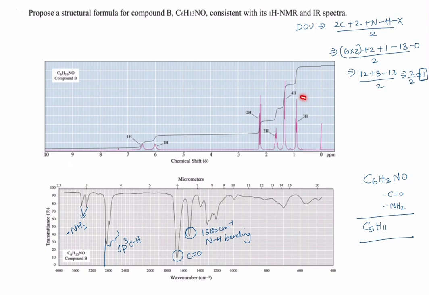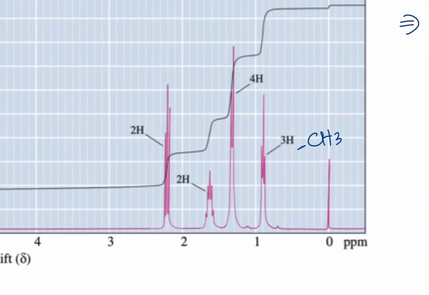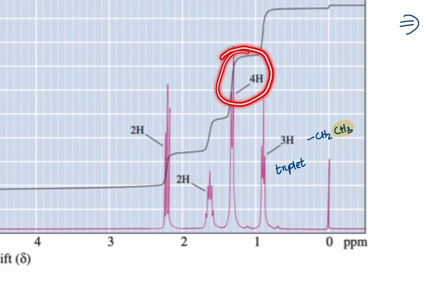Here we have 3 hydrogens, which correspond to a methyl group. The splitting pattern is a triplet, which means it is adjacent to a methylene group. So we write CH2, CH3, and it is this CH3 that corresponds to this peak. Going to the left side, we can see there are 4 hydrogens. These 4 hydrogens correspond to 2 methylene groups that are in pretty much the same environment. So we can consider this as CH2, CH2.